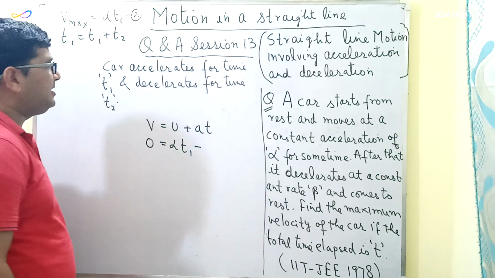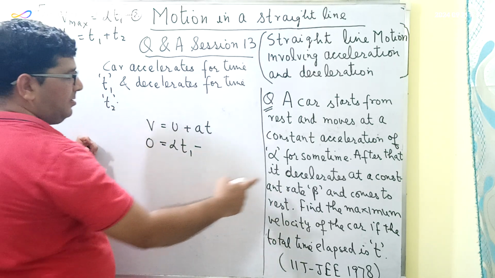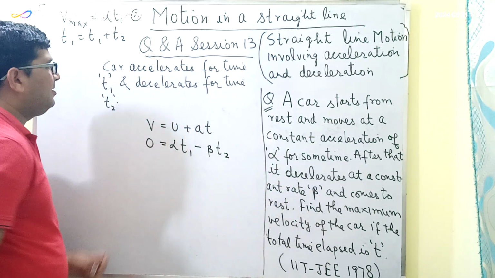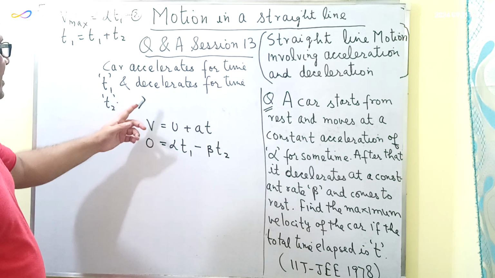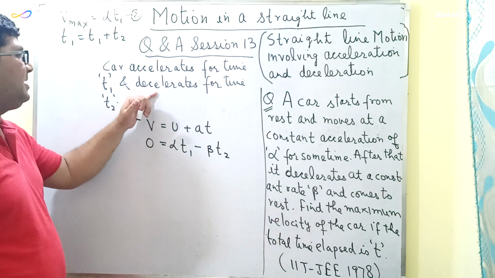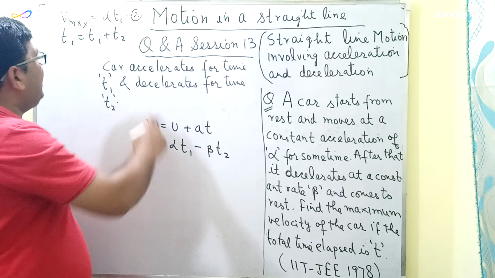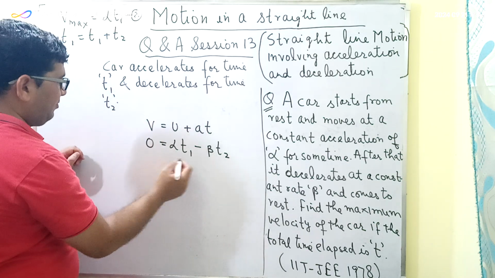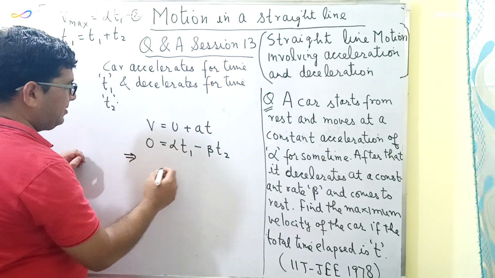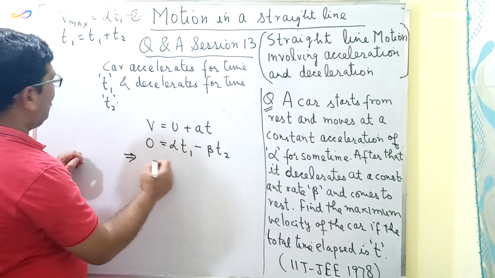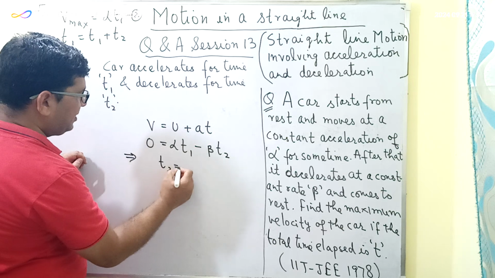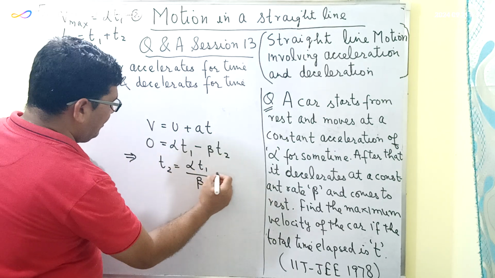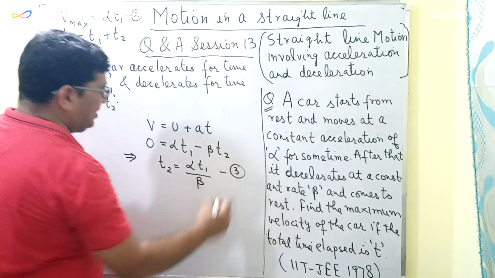And in the second part of the journey, the car is decelerating at the rate of beta. So this will be equal to minus beta t2, where t2 is the time taken by the car to decelerate from this maximum velocity to 0. So from this equation, I will get the value of t2 is equal to alpha t1 divided by beta. Let us say this is equation number 3.